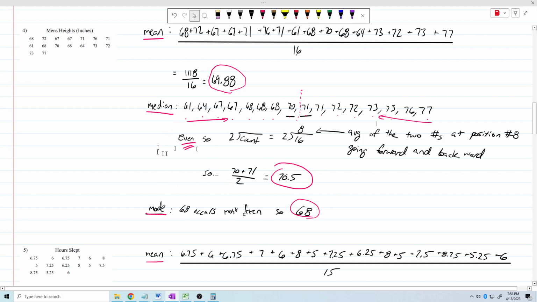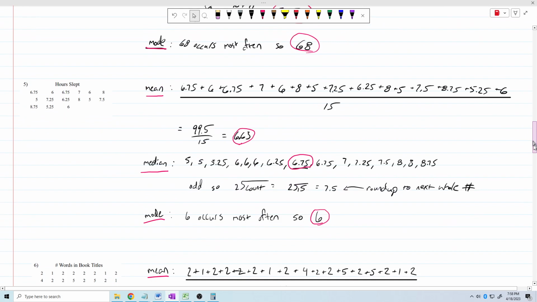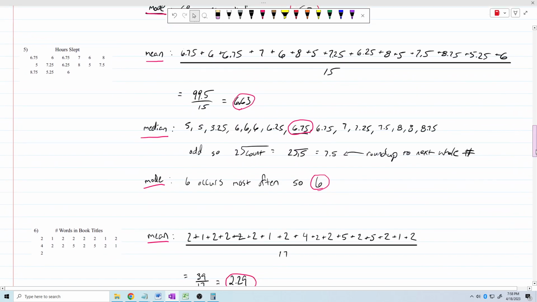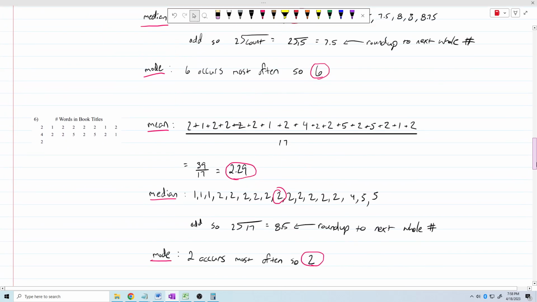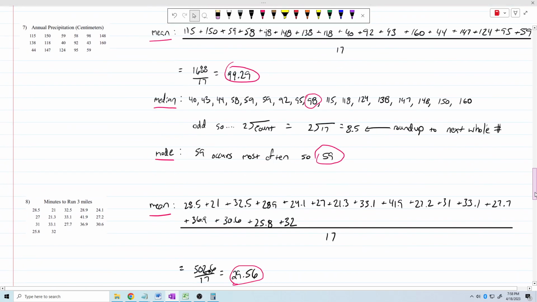So there you go. And other than me showing you the even case of medians, we've done everything that this practice set of problems has to offer. Here's number 5. Check yourself, guys. Did you get these right? Sure hope so. Here's number 6. Here's number 7. Again, work these out. Put these on paper.